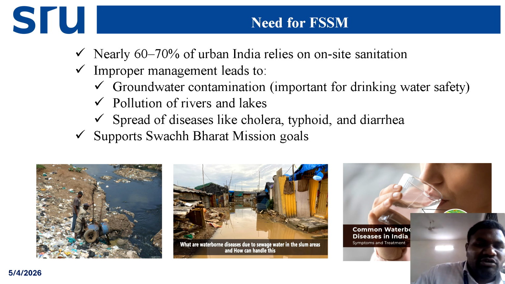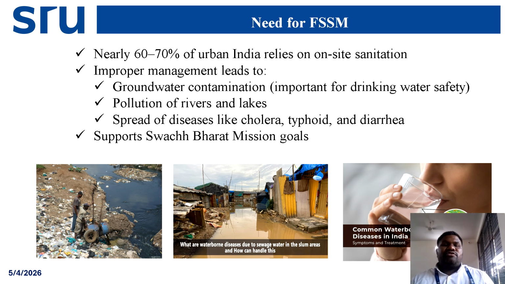These are the consequences. Groundwater gets contaminated, and it is an important resource for drinking water. Next is the pollution of rivers and lakes. These are freshwater bodies that exist for different purposes. If they are polluted, then aquatic animals and the ecology will be disturbed, and humans also get affected. Then there is the spread of diseases like cholera, typhoid, and diarrhea.